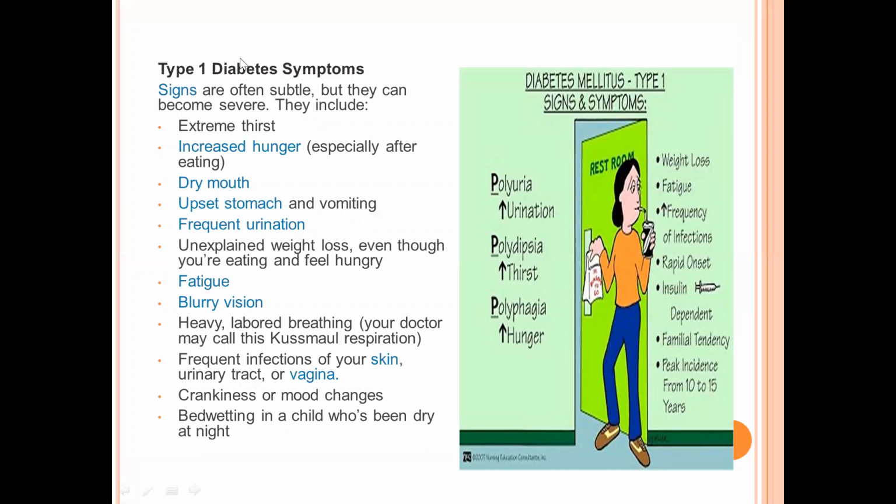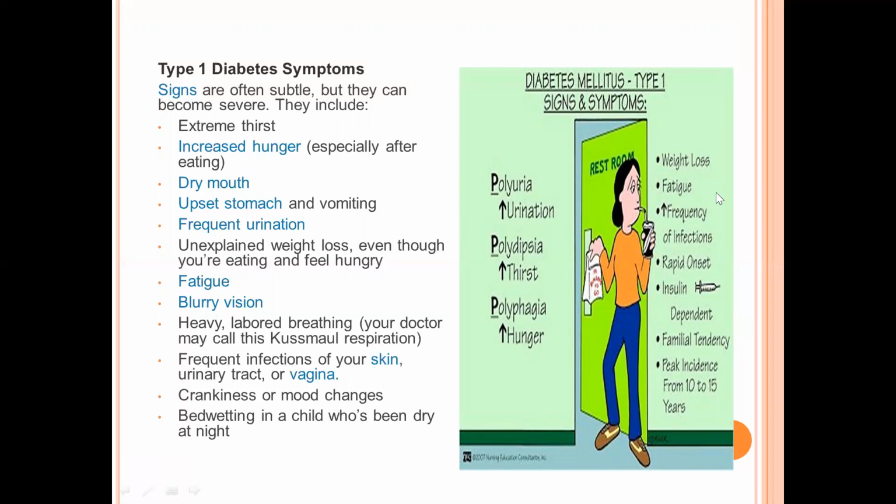In type 1 diabetes, people feel extremely thirsty. You can see a picture here. These are the 3 P's you should remember: polyuria, polydipsia, and polyphagia. Polyuria means frequent urination, polydipsia means feeling thirsty, and polyphagia means feeling hungry. So these things generally happen. If these people have an excess amount of glucose in the blood, the glucose is even seen in the urine, which is called glucosuria. Glucosuria is also one of the major symptoms of type 1 diabetes.